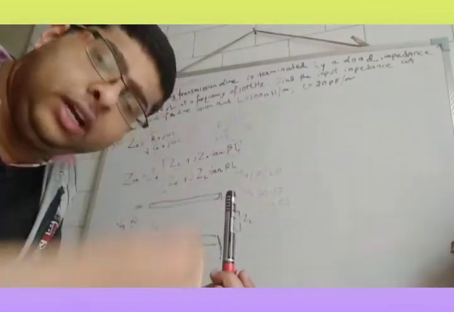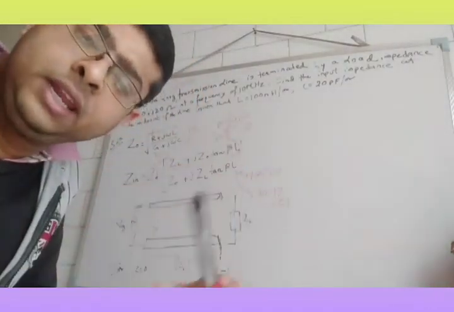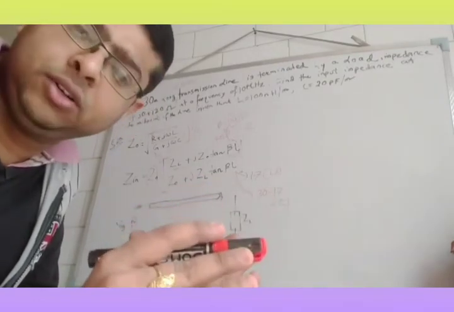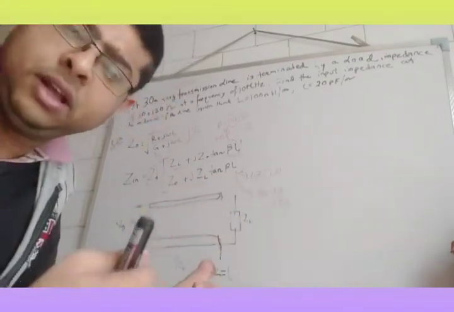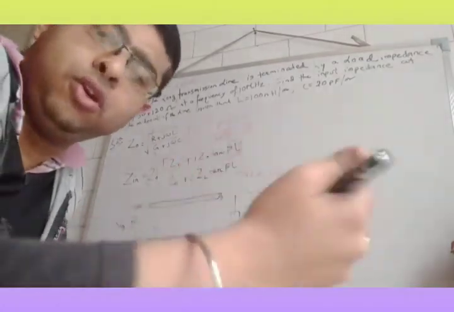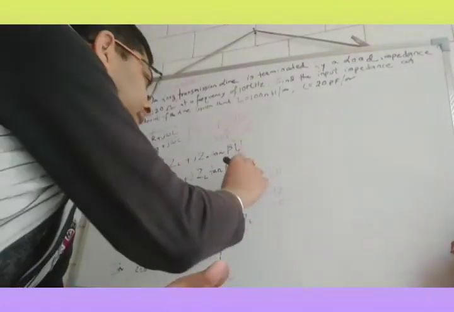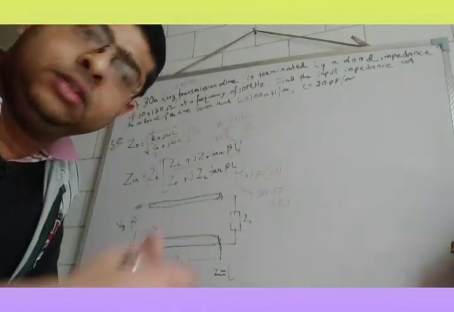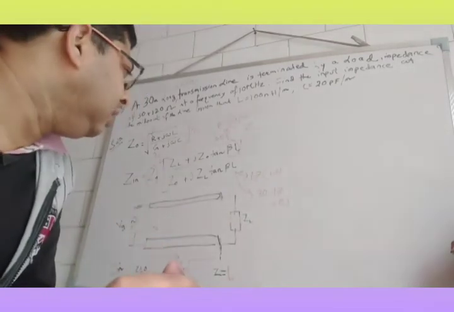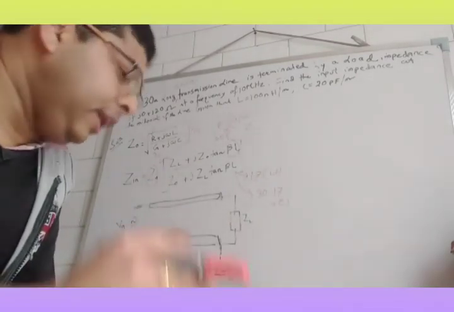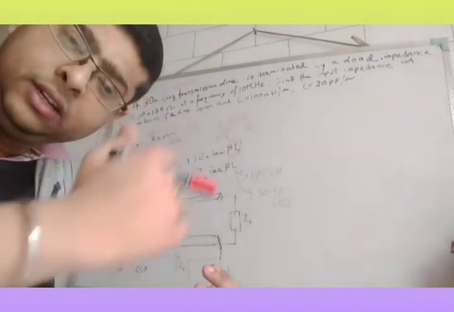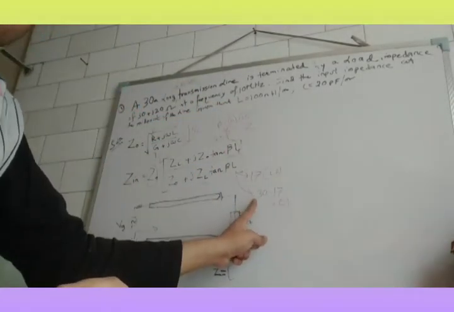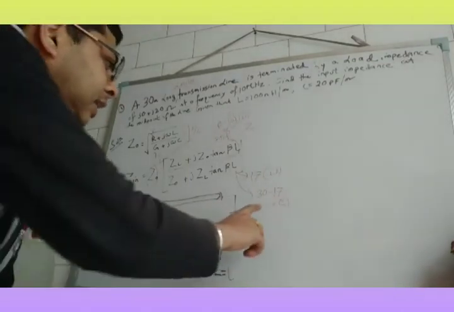So if you are asked to calculate the input impedance at any point on the line, just see where the distance is measured from in the question, the load end or the generator end. If they ask from the load end, then simply write 17. Suppose they can say 18, 20, it can be anything. Or if they ask 17 from the generator end, that means you need to subtract it from 30, which is the length of the transmission line.